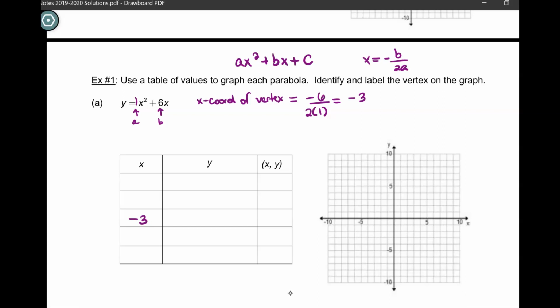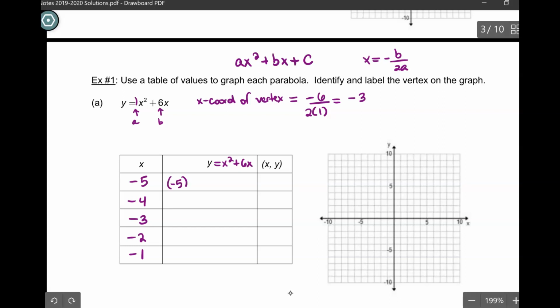Next, what I want to do is I want to count backwards. So, or I want to basically have 2 smaller values. So I'll go negative 4, negative 5, and then I'm going to add 1, so that'll be negative 2, negative 1. Next, I want to use y. Now remember, y in this case is x squared plus 6x. So now I'm going to substitute each of these values into that formula.